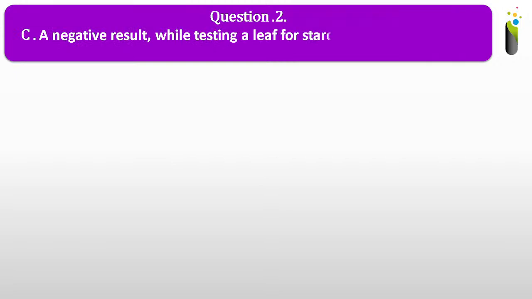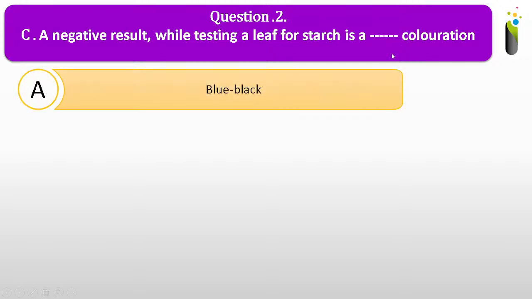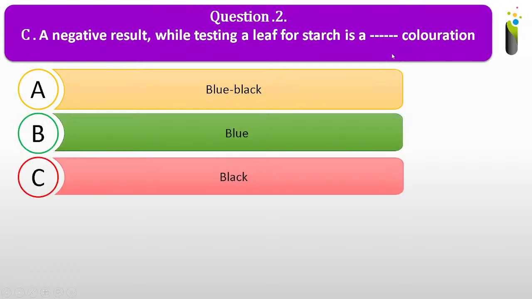Question number 2, sub-question C. A negative result while testing a leaf for starch is a dash coloration. I repeat, a negative result while testing a leaf for starch is a dash coloration. A. Blue black. B. Blue. C. Black. D. Brown.